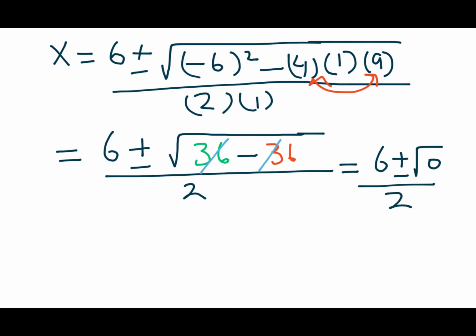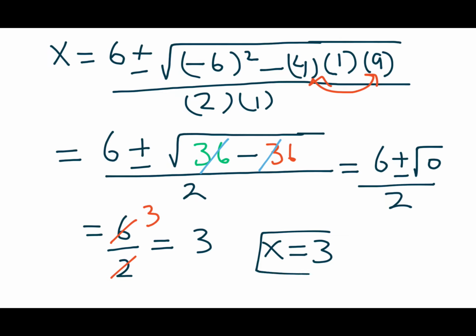sorry, I said the square root of 0 will be 1. It's actually the square root of 0 is going to be 0. So 6 divided by 2, which is equal to 2 times 3. So 3. So the solution of this equation will be x equals 3.